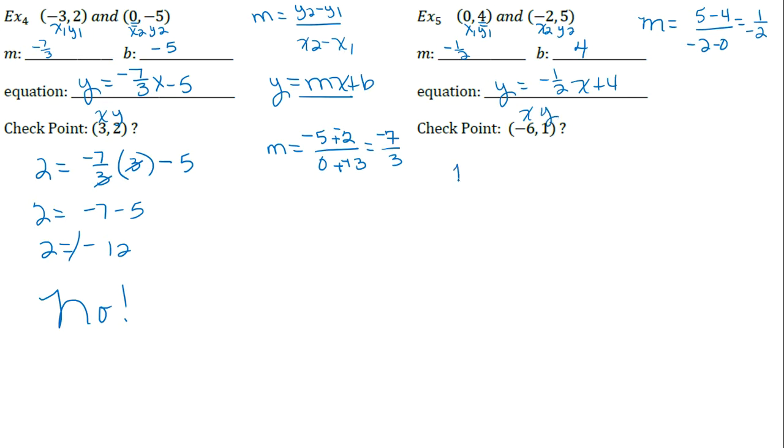Substitute y with 1, substitute x with -6, and calculate. A negative times a negative is positive, and 1/2 of 6 is 3. And we see that we get a false statement. So again, this point does not lie on this line.